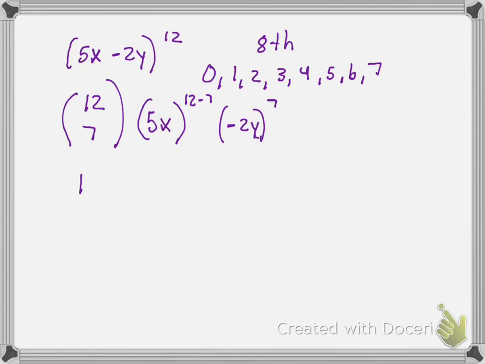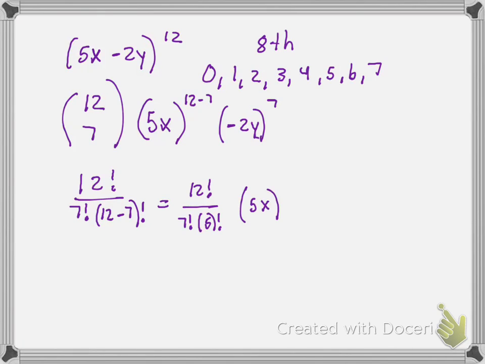So if we simplify out 12, 7, we get, hold on one second, we get 12 factorial over 7 factorial times 12 minus 7 factorial, which equals 12 factorial over 7 factorial times 5 factorial. And then we have 5x to the 5th times negative 2y to the 7th.